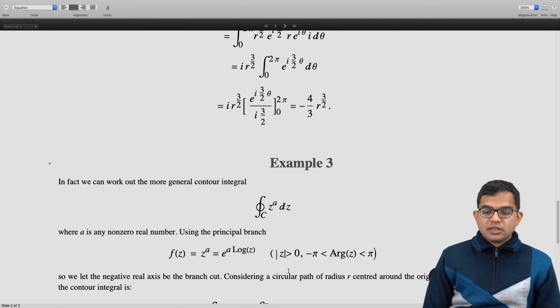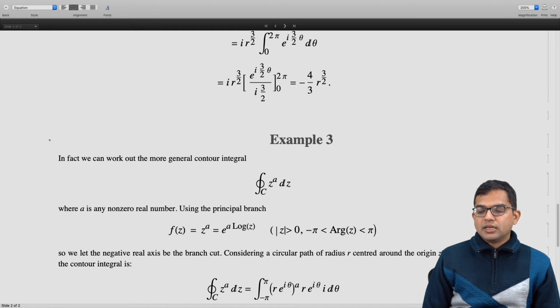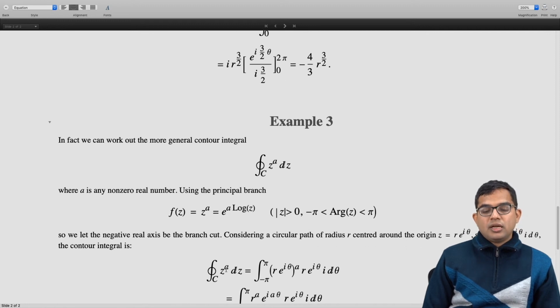Now if we consider a circular path of radius r centered around the origin, once again, these things are standard. z is equal to r times e to the i theta, and dz is r times e to the i theta times i d theta. So the contour integral is z to the a dz.